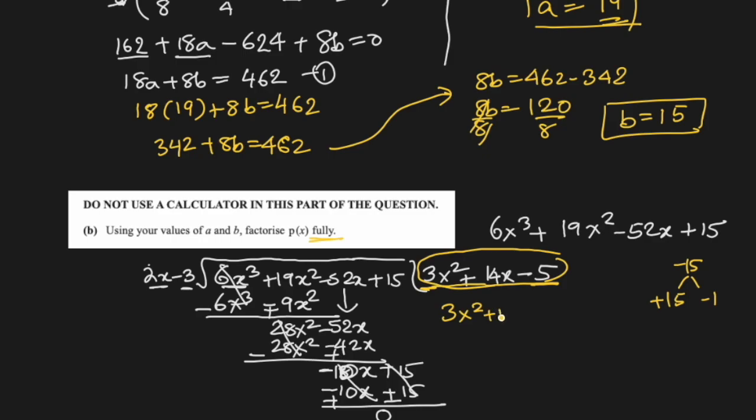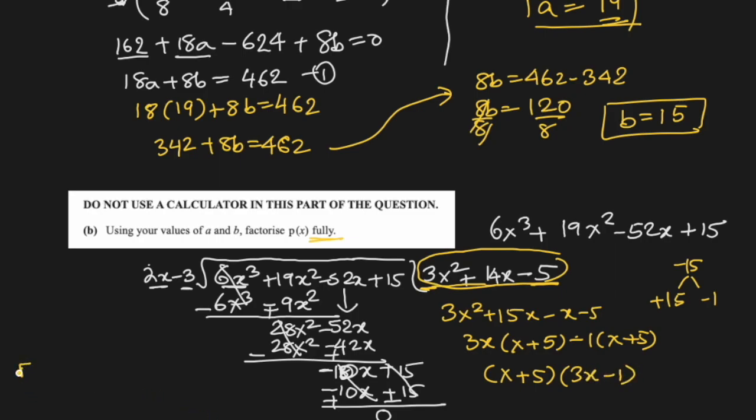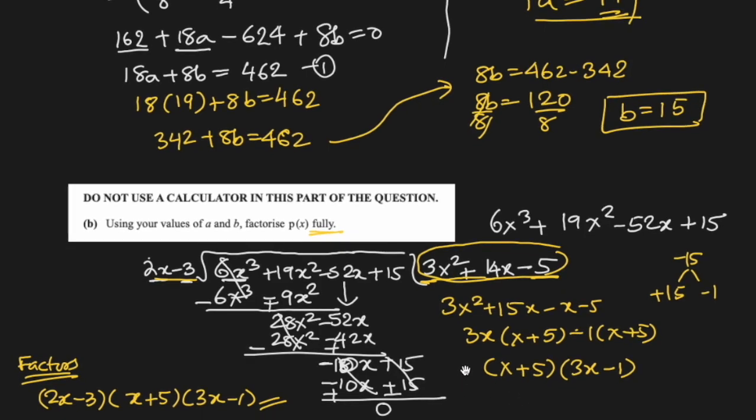So 3x squared plus 15x minus x minus 5, 3x times x plus 5 plus negative 1 times x plus 5. So factors are x plus 5 in both and 3x minus 1 from others. Final answer will be, we already had 2x minus 3 confirmed, it was given in the question itself, but now we got these two, x plus 5 and 3x minus 1. Done it. Okay.